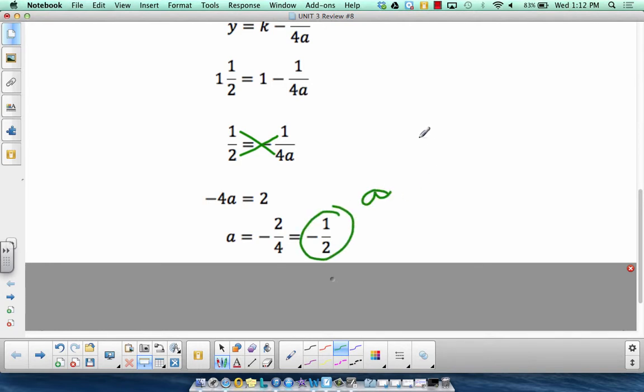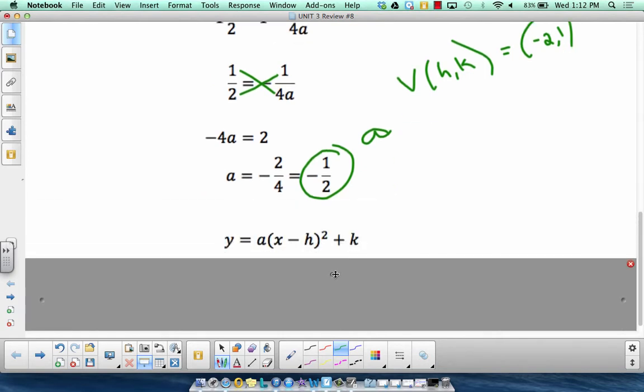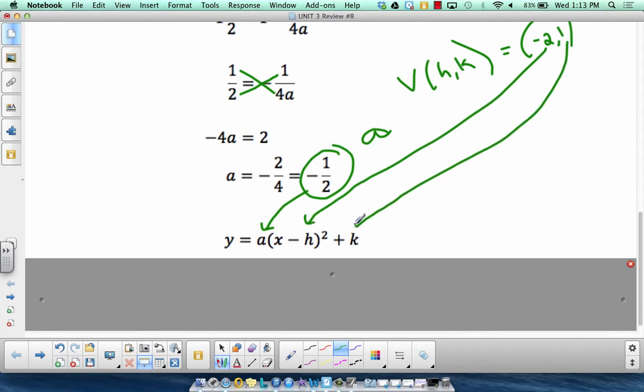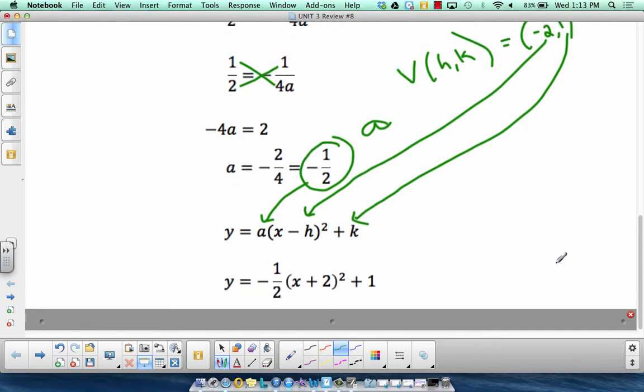We know that the vertex, which is always (h, k), was -2, 1. So I've got all the information I need, so I can substitute it into here. So then y equals -1/2, which is right here. That's where that will go. (x minus -2), which is going to be plus 2. And then this 1 comes in at the end. And ta-da! I just take the values, substitute them in.